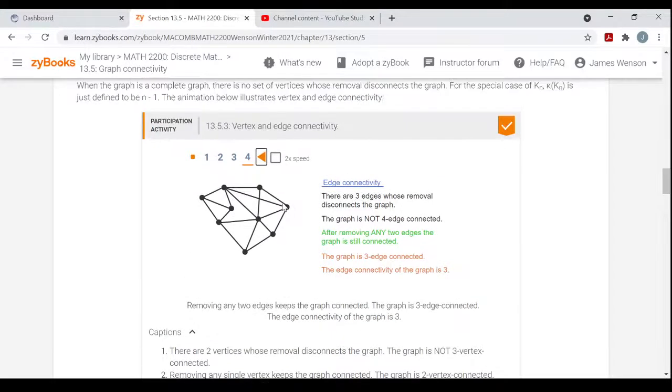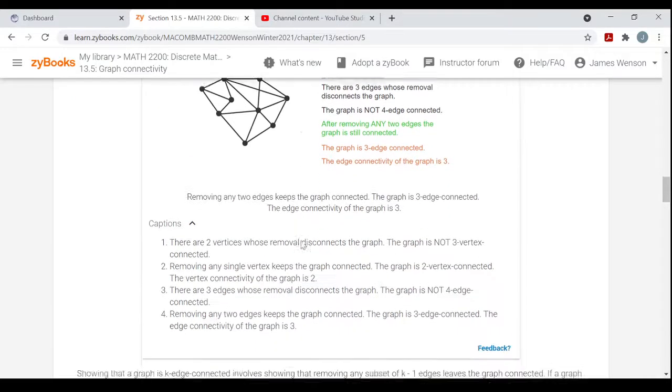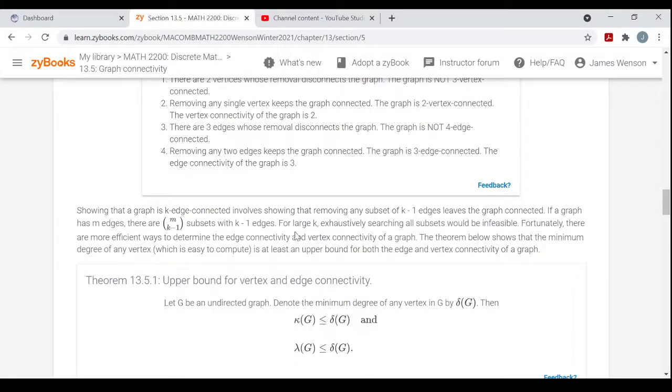Alright, so hopefully that animation helped shed a light on some of the definitions. We'll get to some more examples. Now, this next part kind of gives you a way to cut down the amount of work you need to do to check for vertex connectivity and edge connectivity.